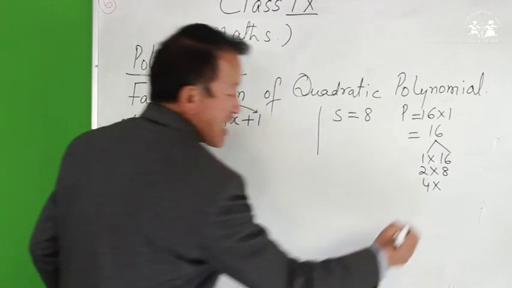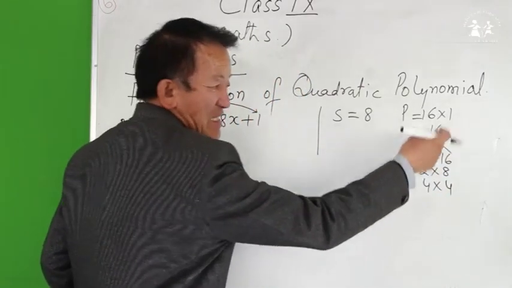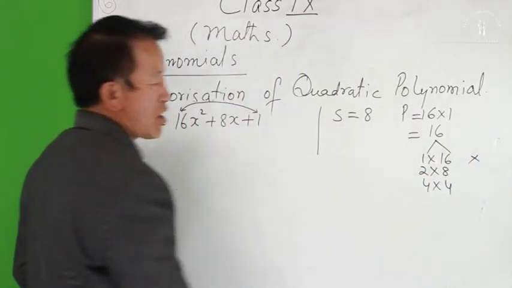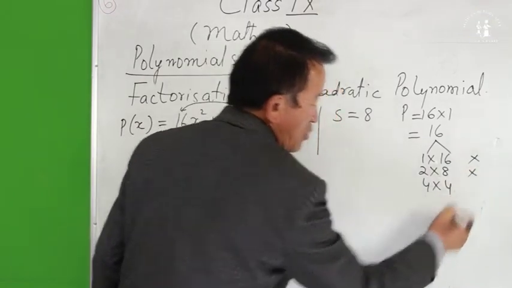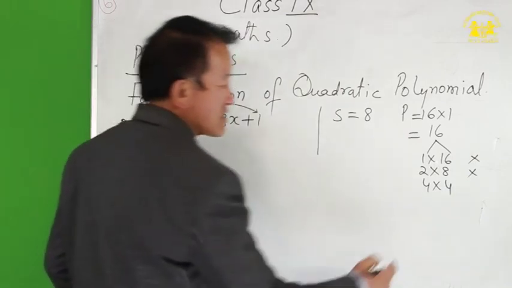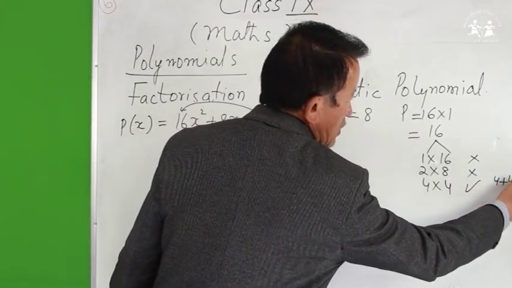4 4s are 16. Now let's look at 1 plus 16 is 17. So these two are not the required numbers. 2 plus 8 is 10. Again, these two are not possible. So the remaining will be 4 and 4. 4 plus 4 is equal to 8.